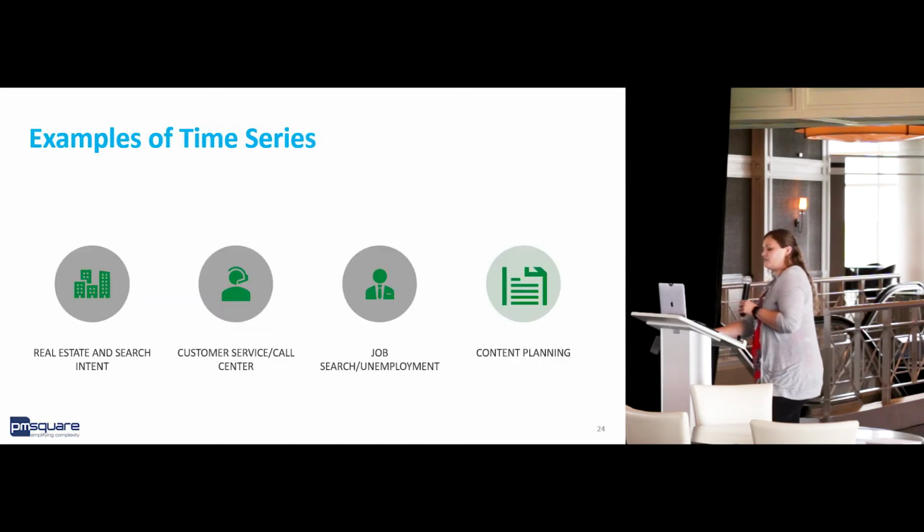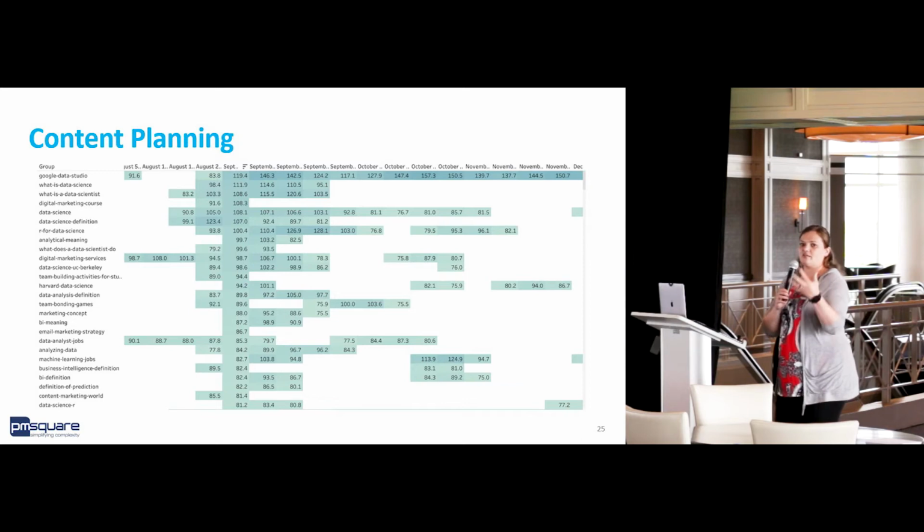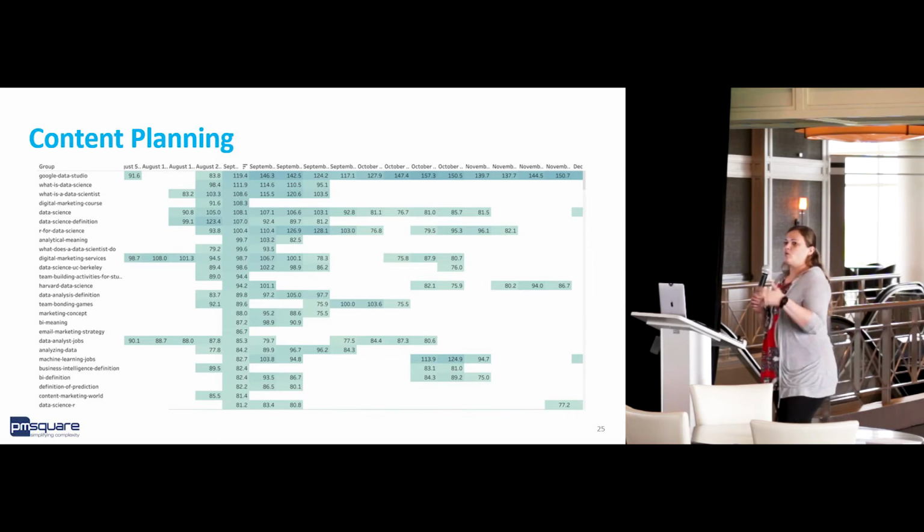And then the last example is content planning. So with content planning, maybe you're responsible for creating thought leadership content, for original content. This is actually the calendar that my team uses, and it's stacked with keywords that we want our customers to be able to find us for, we want to be known for. And what we found is that starting in September of this year, a lot of people are going to be looking for terms such as Google Data Studio and what is data science.